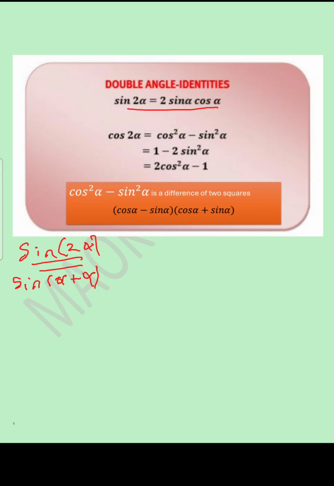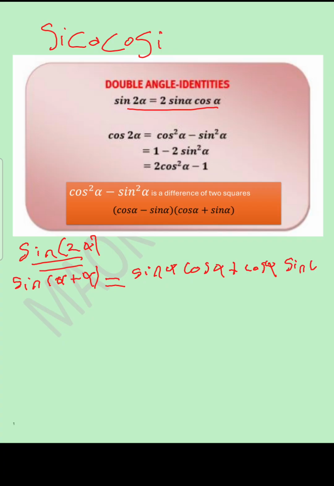Right? Now we apply the compound angle identity of sine. The compound angle identity of sine, we remember it is C Q C. So it is going to be sine alpha cos alpha plus cos alpha then sine alpha.